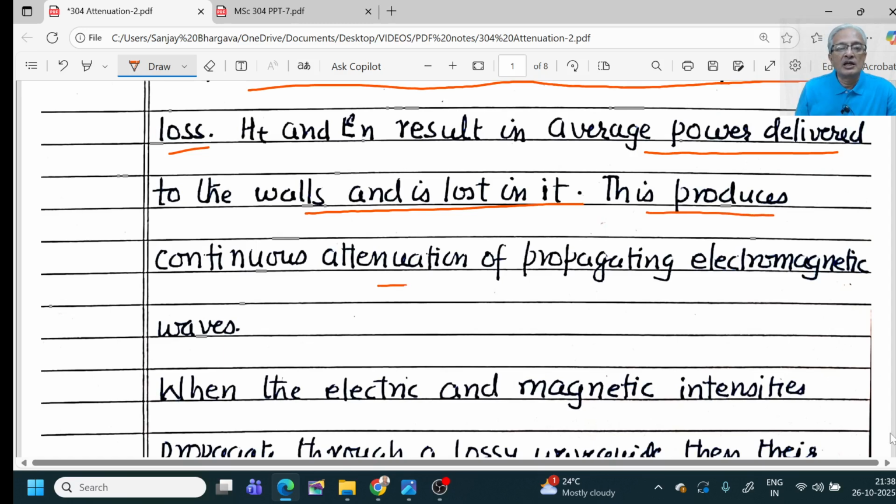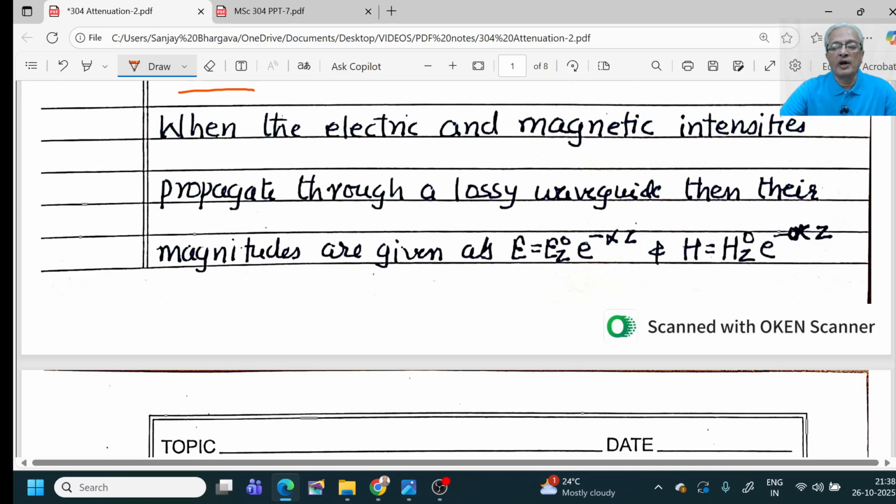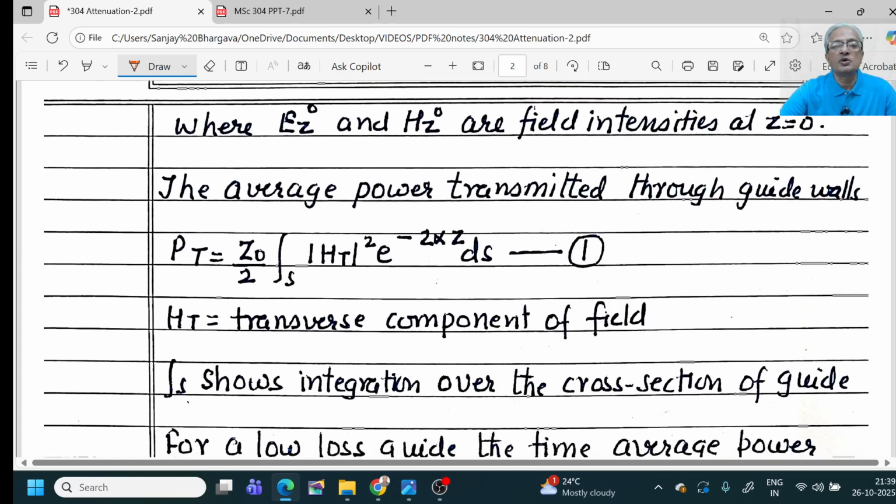HT and En, where small t represents the tangential component and n represents the normal component, result in average power delivered to the walls and lost in it. This produces continuous attenuation of propagating electromagnetic waves. When the electric and magnetic intensities propagate through a lossy waveguide, their magnitudes are given as E is equal to Ez0 e^(-alpha z). Ez0 is the maximum amplitude of the electric field, Hz0 the maximum amplitude of the magnetic field, alpha the attenuation constant, and z the direction of propagation, where Ez0 and Hz0 are the field intensities at z is equal to 0.